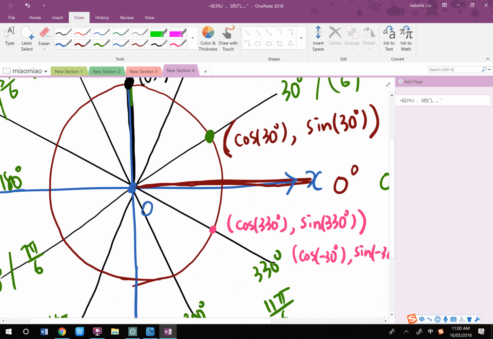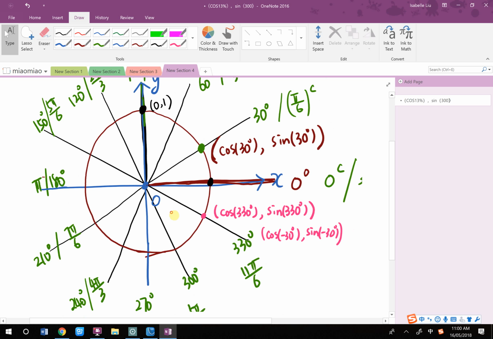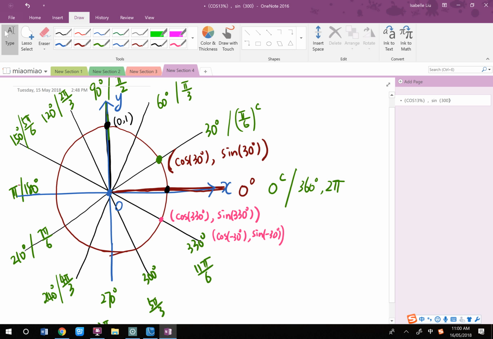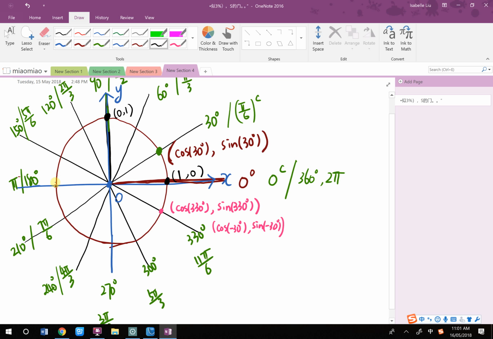Okay, so how about this point here? What are the coordinates here? That's the x-axis. 1, 0. So what angle is this one? 0 or 360. So cosine 0 will be 1 and sine 0 will be 0. Okay, same thing with this side and this one. You can work out the 180 and 270.